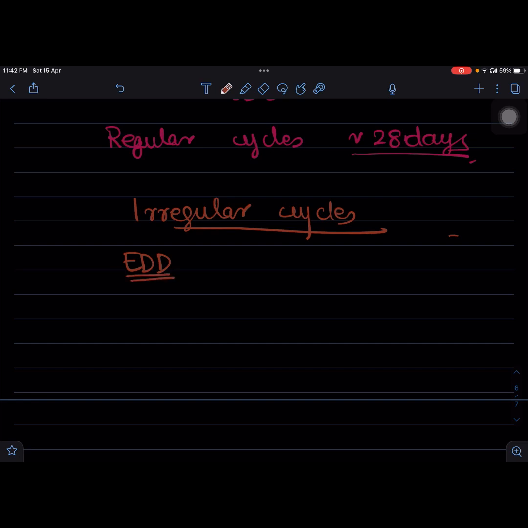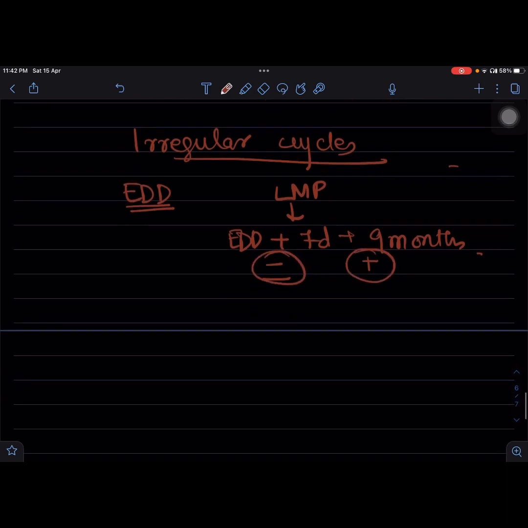Then what you're supposed to do is first ask her LMP and calculate her EDD as above, 7 days plus 9 months. And to that, you either subtract or add the number of days that are more or less than the usual. That is, if her cycles are, let's say, 18 days instead of 28 days, then whatever EDD you are getting, you have to subtract 10 days if she has shorter cycles. And if she has a 38 day cycle, then you're supposed to add 10 days. So whatever EDD you calculated, add 10 days.